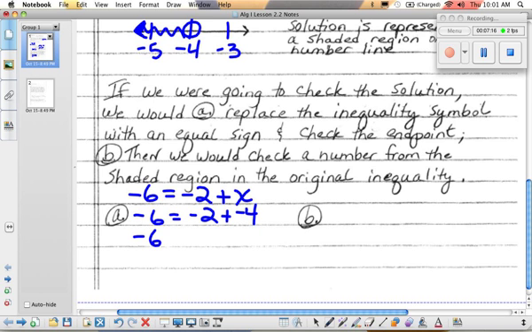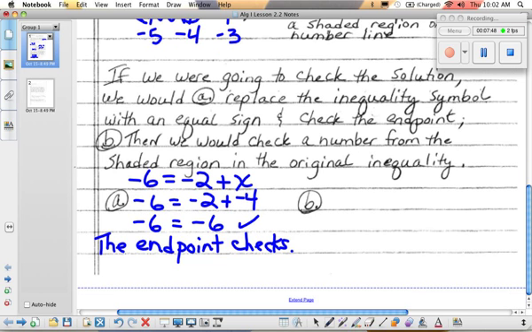Well, -6 is -6. Equal sign is equal sign. But now we can combine -2 and -4, and what do we get? -6. So it checks out. We're going to write here in our notes, the endpoint checks. We got to make sure we have that right, because it's easy even to get that part wrong.